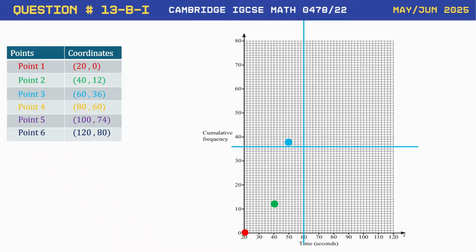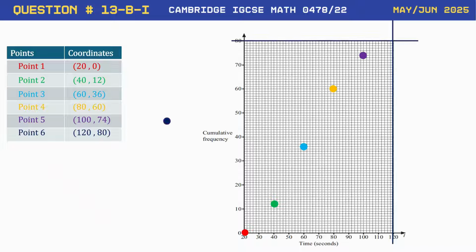For the fourth point, time is 80 and cumulative frequency is 60. Let's mark it as a yellow point. For the fifth point, time is 100 and cumulative frequency is 74. Let's mark it as a purple point. For the sixth and last point, time is 120 and cumulative frequency is 80. Let's mark it as a navy blue point.